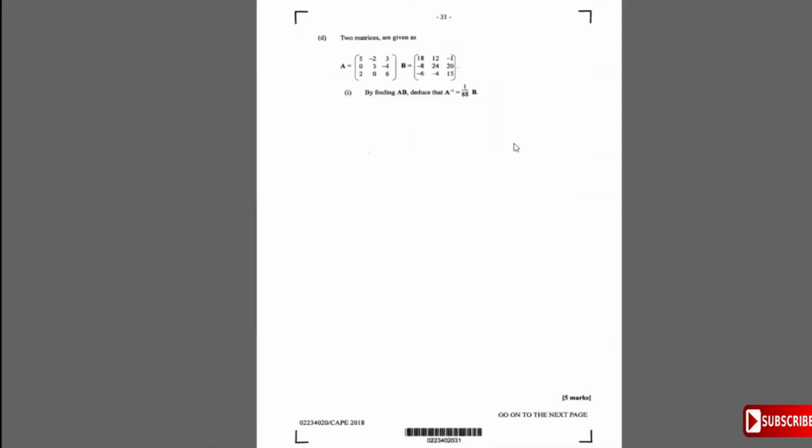All right. Now part D. Part D gives us a matrices question, and it says two matrices are given as A and B. By finding A times B, deduce that A inverse is 1 over 88 times B.